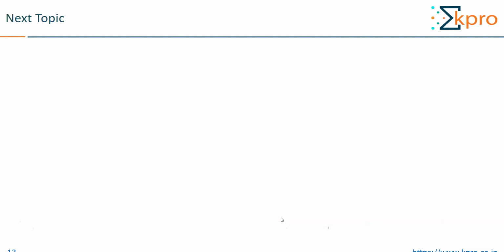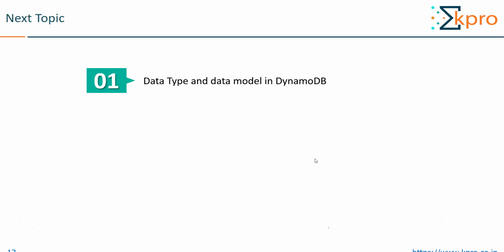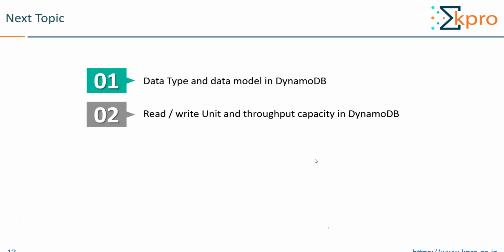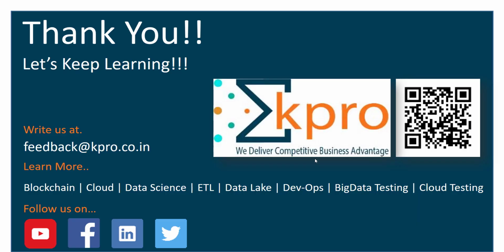What are we going to discuss next? We are going to discuss data types and data model in DynamoDB, read-write units and throughput capacity in DynamoDB. We are going to discuss DynamoDB auto scaling and peak traffic property.